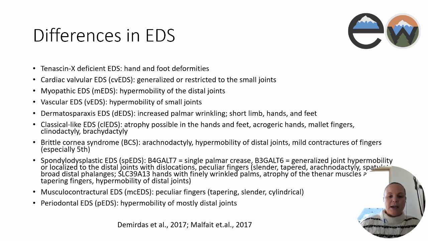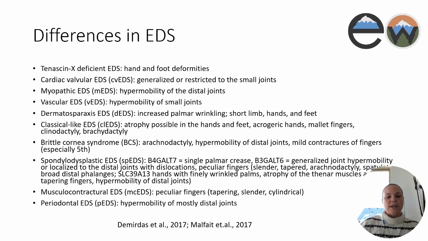Spondylodysplastic EDS, or SPEDS, depending on the type that is present, you're going to see a number of different things. I'm not going to go through each one of these specifically, but we do potentially see changes in the wrinkling or the palmar creases. There is generalized hypermobility or hypermobility within the distal joints, so the hands. We see a lot of these peculiar fingers, so slender, tapered, maybe spatula-like long fingers that can be present. And with one of the types anyway, there might be some atrophy in the thumb meat, that thenar muscle group that's down there.